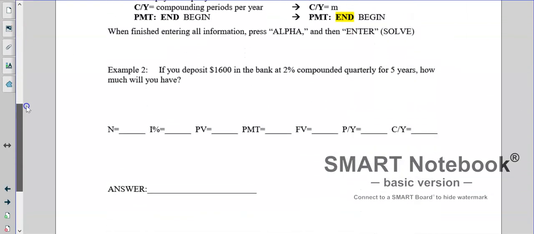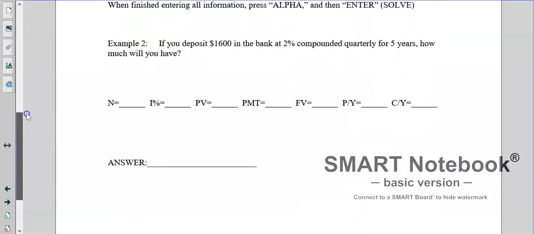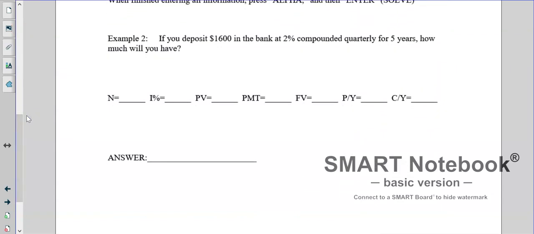And so there's all that in there. So let's do it again with a new one. If you deposit $1,600 in the bank, well, that's the present value, 1,600.